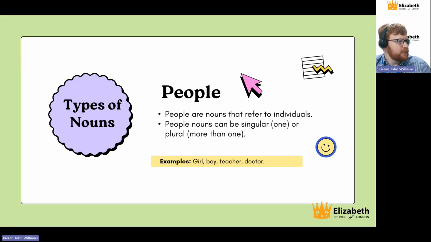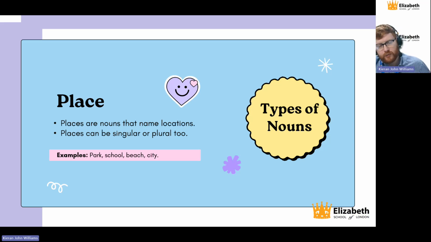Let's first of all have a look at those nouns that are used to describe people. People nouns are nouns that we can use to refer to individuals. These can either be singular or plural. You can see in the box we've got the example of girl for singular, and for plural, girls. You also have irregular ones like child, children. Any words that can be used to refer to a person, that's where we would add them here.